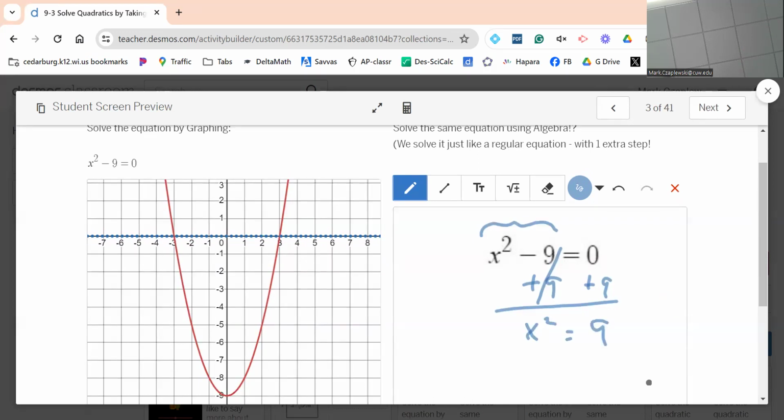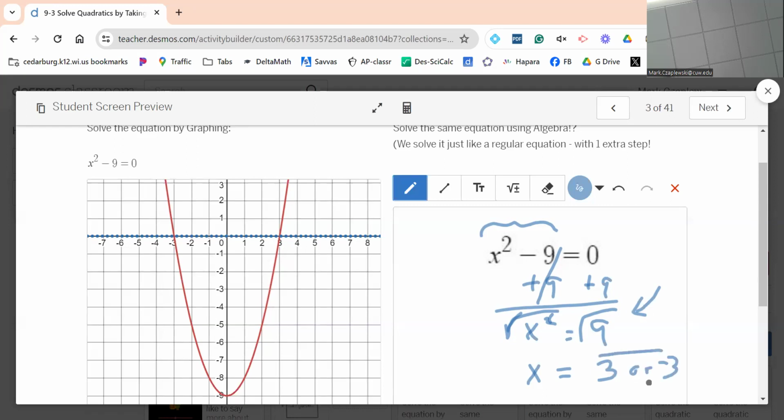Now, to get rid of the square, you have to square root because that's an inverse function of a square. So that kind of cancels the square root and the square, and you just get x. Now, here's where it gets tricky. Whenever you take the square root of a square, like I did right here, the square root of 9 is 3, but it's not only 3, it's also negative 3.